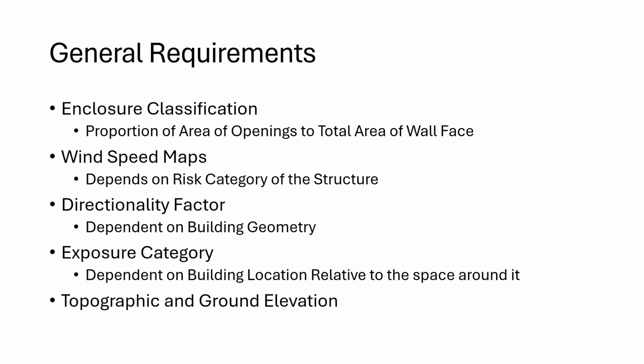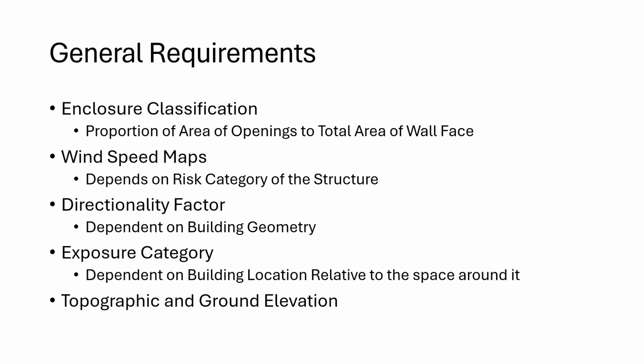And then you have your wind speed maps. This depends on the risk category of the structure, which is defined in Chapter 1 or Chapter 2 of ASCE 7. This risk category is basically: if this structure fails, what risk does that pose to the general welfare of society? An example of this would be a level 1 trauma center hospital. That is a risk category 4 because if that hospital collapses, that is going to have a catastrophic effect on society.